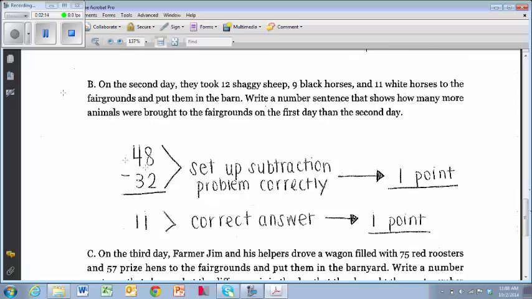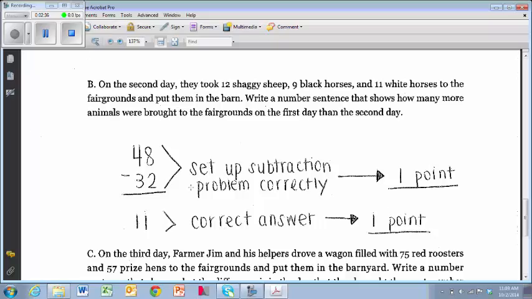So if for part A they get the incorrect answer, let's suppose they have something like 47, so then they're doing 47 minus 32. They will still get the point for setting up the problem correctly if they use subtraction, but they cannot get the full credit for getting the correct answer since it was incorrect in part A.